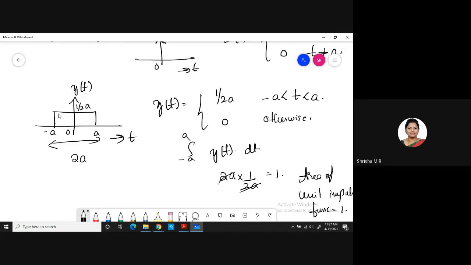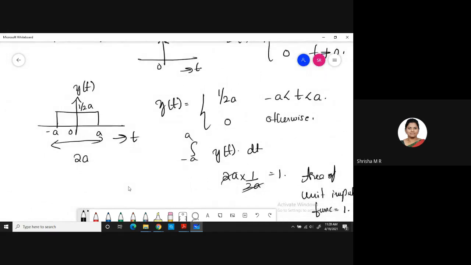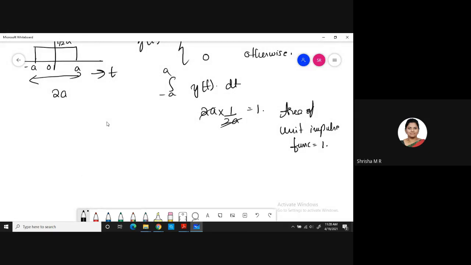So we have seen the area. This area is 1, right? If minus a and plus a tend to 0, the signal will just exist at t equal to 0, and the area of that signal would be 1. Clear, everyone? Unit impulse signal. You have to know what an impulse signal is and what a unit impulse signal is, so I have shown you the difference.